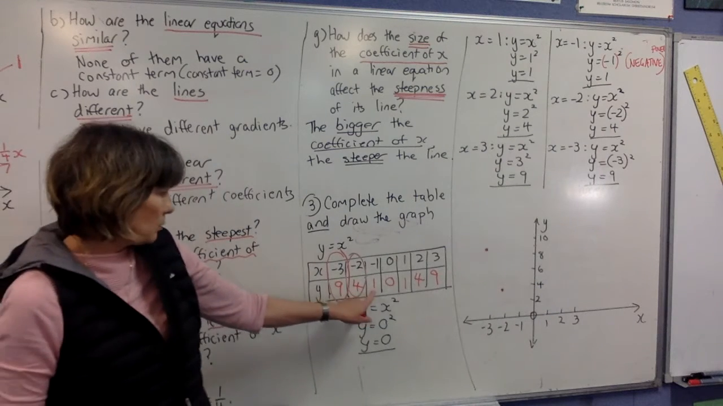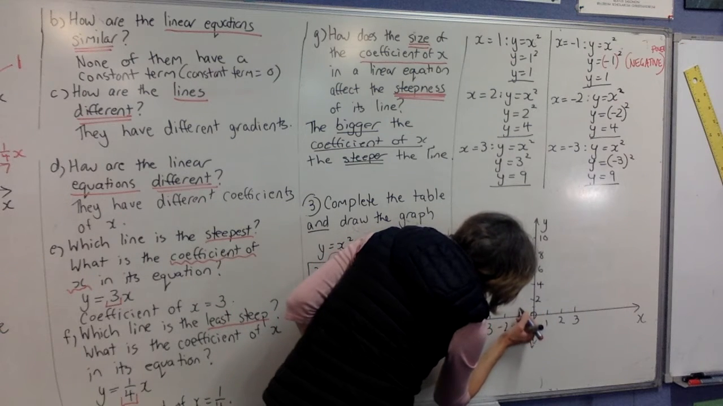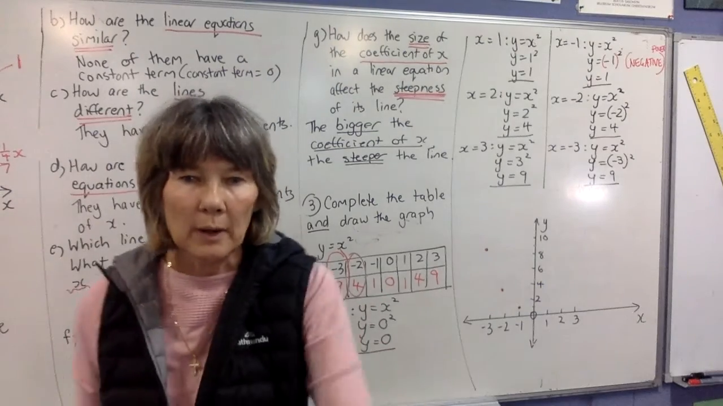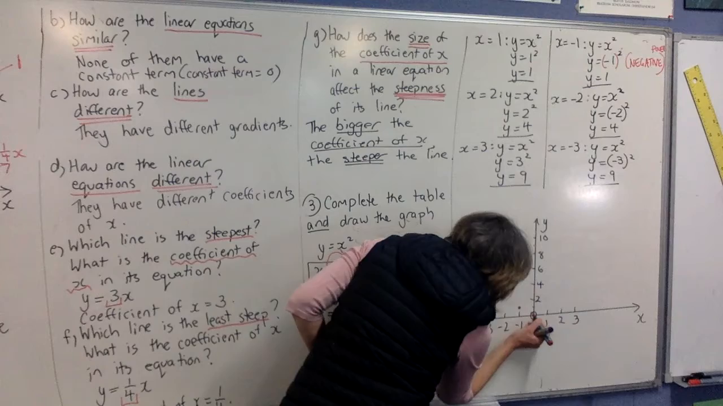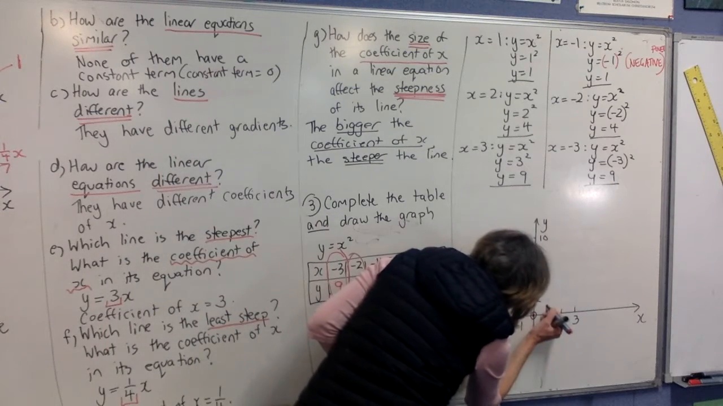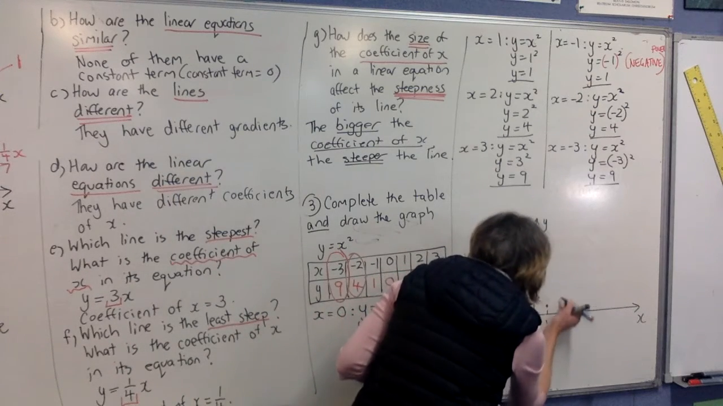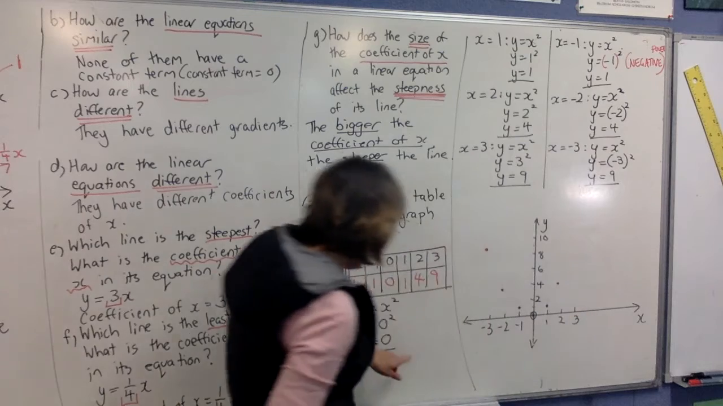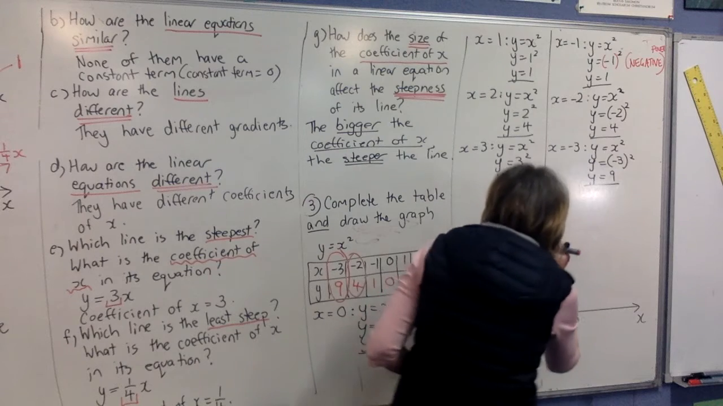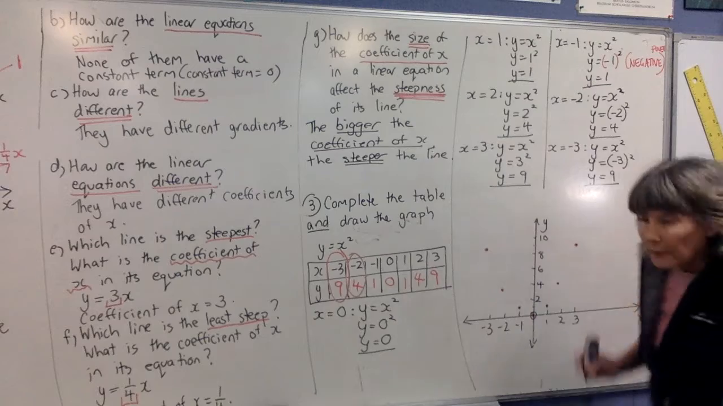Next one is -1, 1, along -1, up 1, which will be halfway there, isn't it? Then I've got 0, 0, and that's a pretty easy one. That's your origin. And then I've got 1, 1, along 1, up 1. 2, 4, along 2, up 4. And last one, 3, 9. Along 3 and up to 9, which is about there.